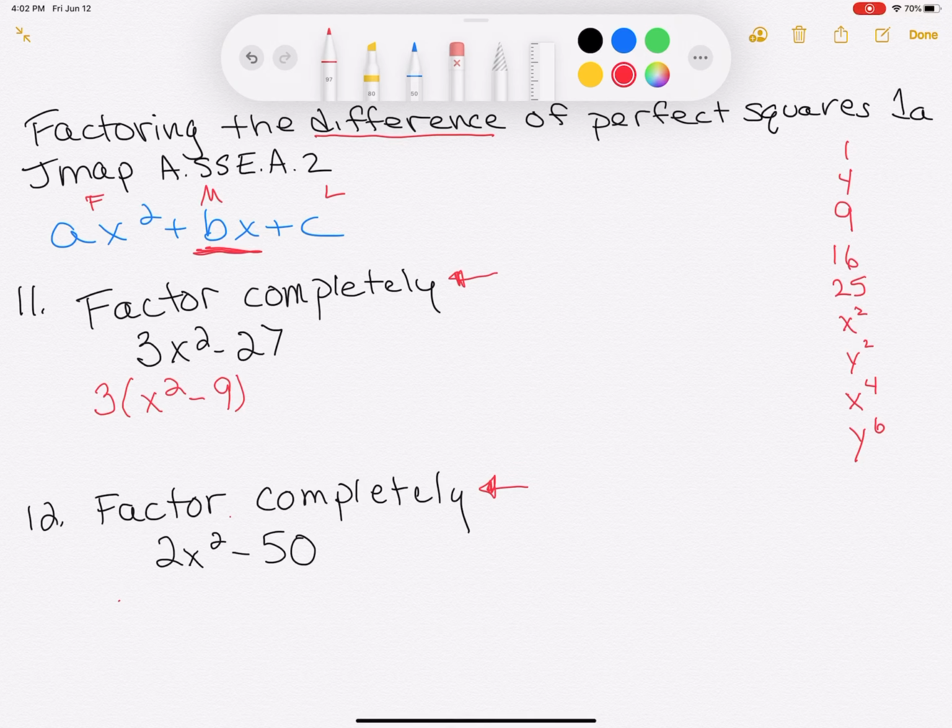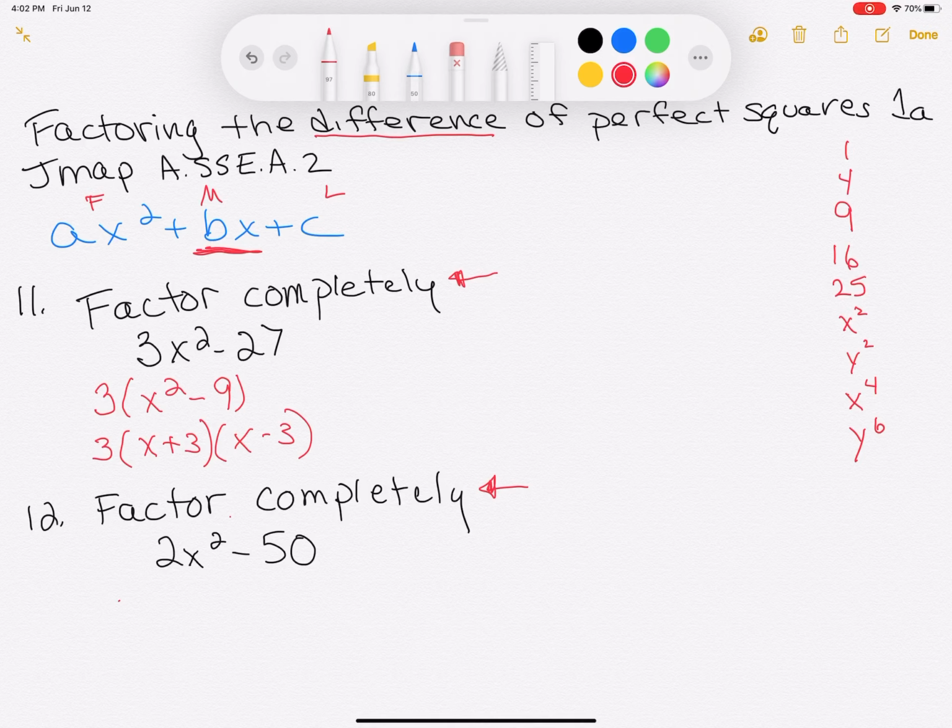X squared is a perfect square, so is 9. So I could take it one step further, and there are my two conjugates. X times x is going to give me that x squared back. 3 times negative 3 is going to give me the negative 9. And then when I take that quantity and multiply it by 3, I get the original back. So that's what you want to do for your check.